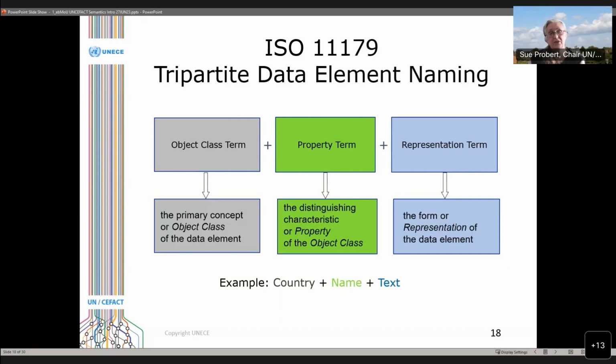The next slide shows we do, as I say, adopt the OO tripartite data naming, element naming from 11179, and this is an example at the lower, basic core component level, where you have an object class term, a property term, and a representation term. And you can see an example there, country name text.